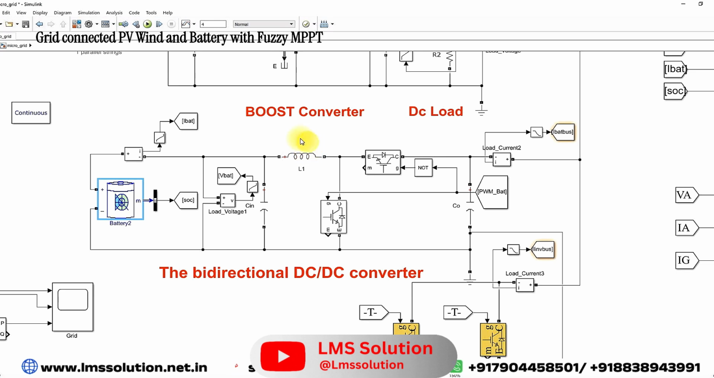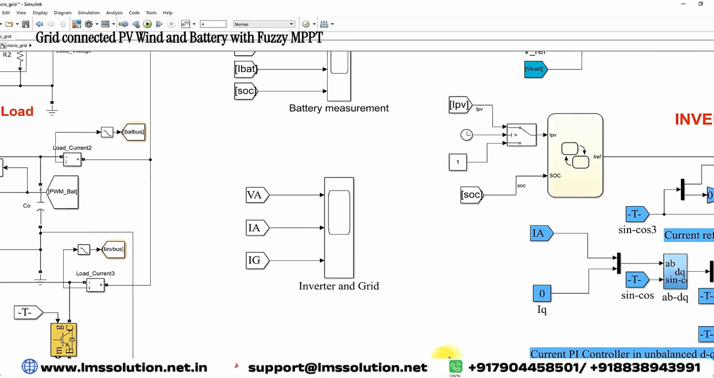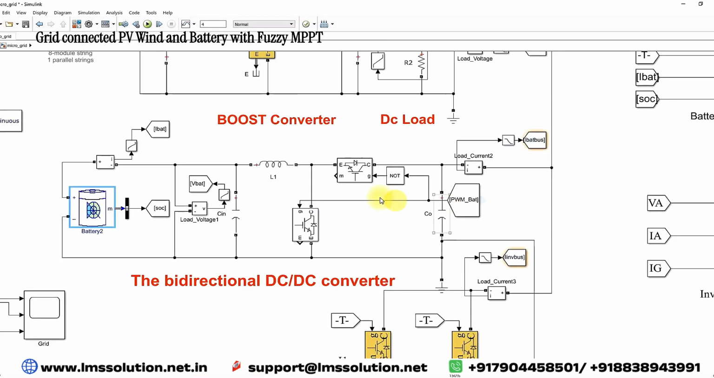This bidirectional converter is going to be controlled by means of the voltage control method. That means here you need to measure the load voltage, otherwise called the DC bus voltage, and the DC bus voltage will be compared with the reference voltage 400. Then the error is processed via the PI controller. The PI controller will generate the duty cycle. The duty cycle will be processed via the PWM generator, which will generate the pulse. This pulse will control the two IGBTs of this bidirectional converter in order to maintain the DC bus voltage equal to 400 volt.